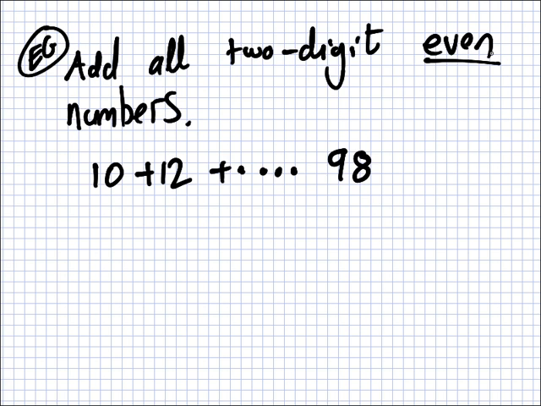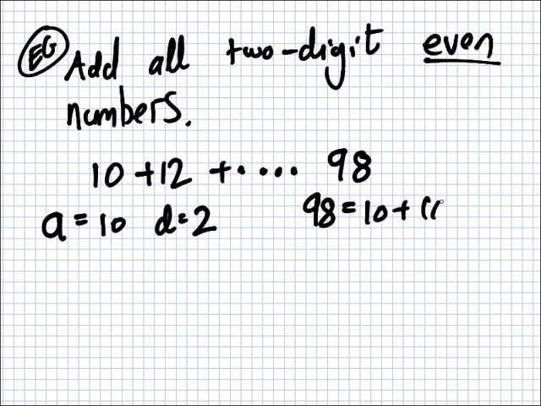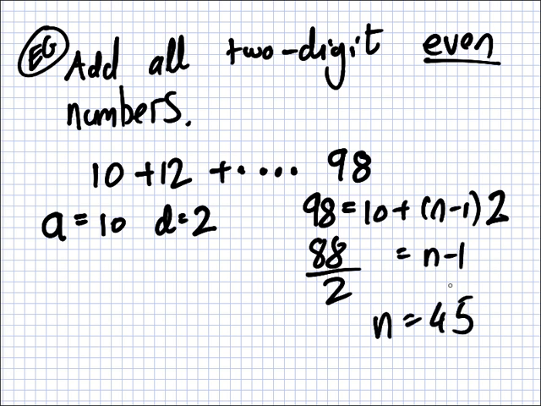So, what type of sequence is this? AP or GP? AP. A starting with 10 and D is 2. And we'll have to get the N. So 98 equals UN, which is A plus N minus 1 D, isn't it? 88 over 2 is N minus 1. So N is 45, I think, if you were to solve it. Bring over the 10 and then divide by 2.